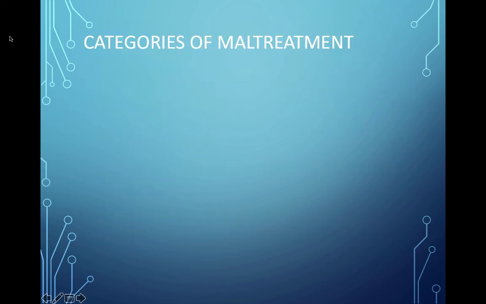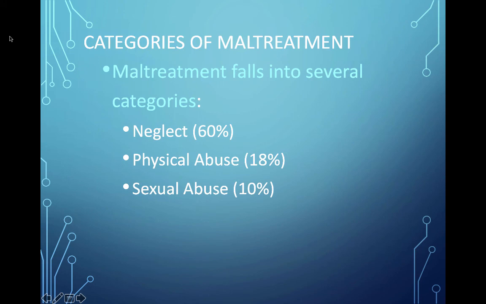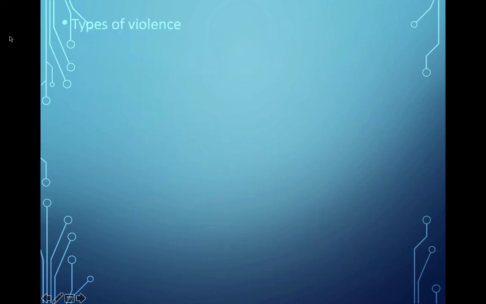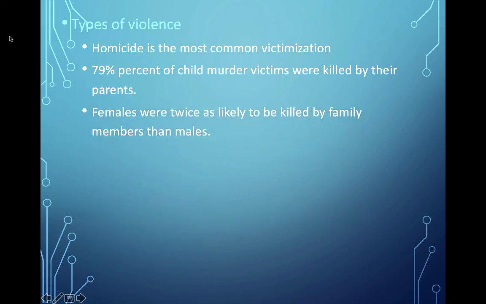Categories of maltreatment. Maltreatment falls into several categories: neglect, physical abuse, sexual abuse, emotional mistreatment, and others. Types of violence. Homicide is the most common. 79% of child murder victims were killed by their parents. Females were twice as likely to be killed by family members than males.